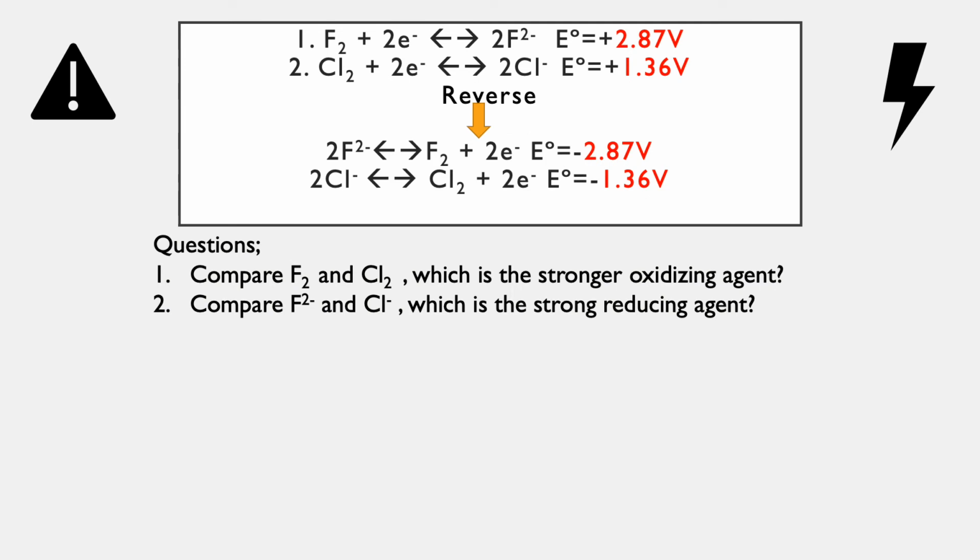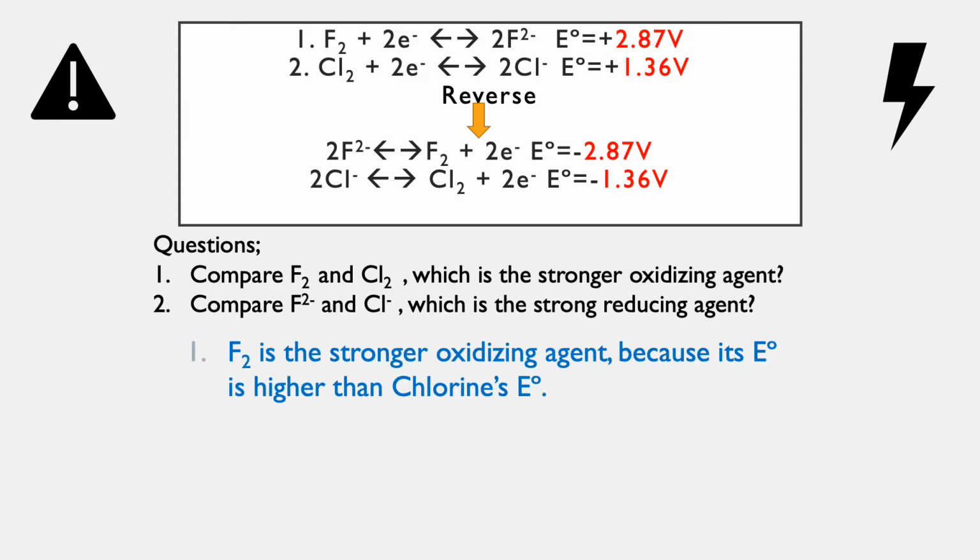So here are some questions. There are two reactions shown above, and the first question is: compare F2 and Cl2. Which is the stronger oxidizing agent? You can pause here and have some time to think about it. Looking at the cell potential for both of these reactions, the cell potential for fluorine is larger than the cell potential of chlorine. So, fluorine is the stronger oxidizing agent.